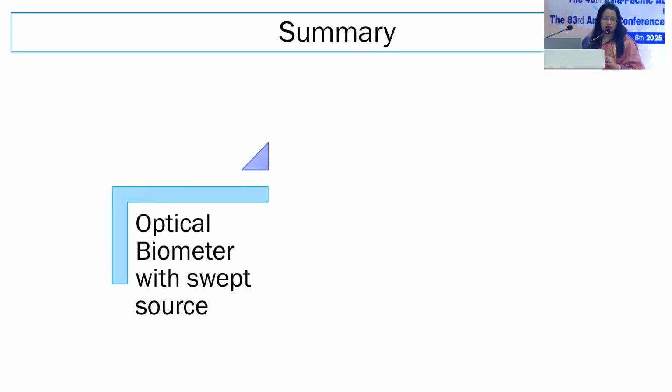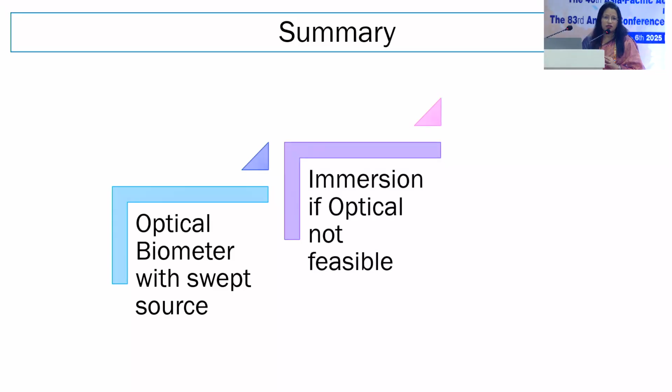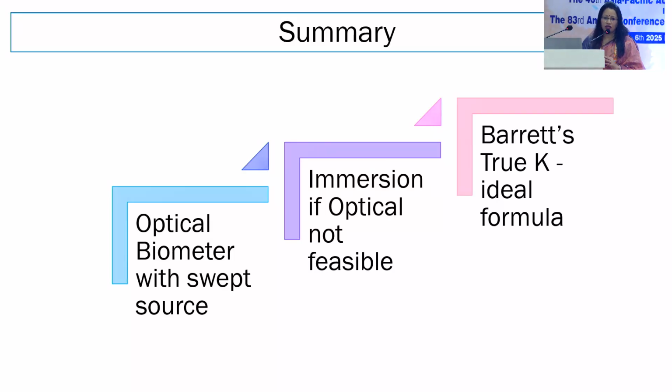So to summarize, I would say that optical biometer with swept source is the answer for the best of your readings. But if it is not available or you are unable to perform it, go for immersion biometry, and then Barrett's formula online. Barrett's Universal 2 is a good formula to use in all such eyes.